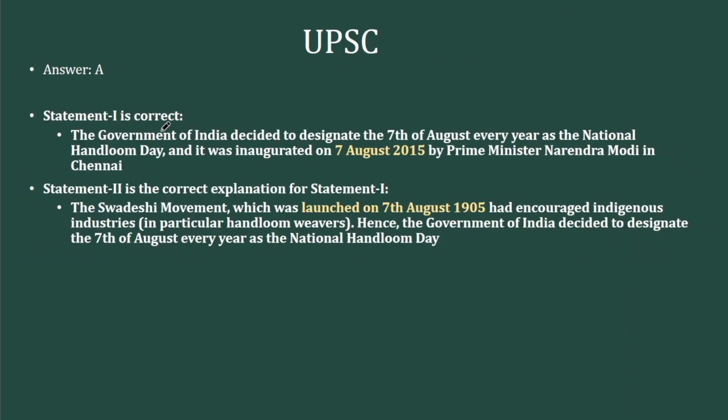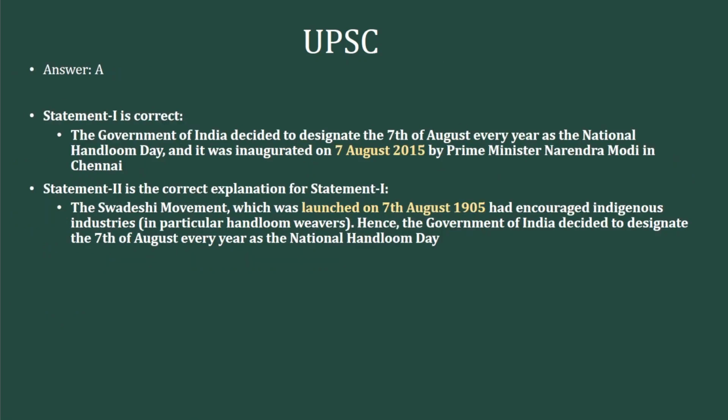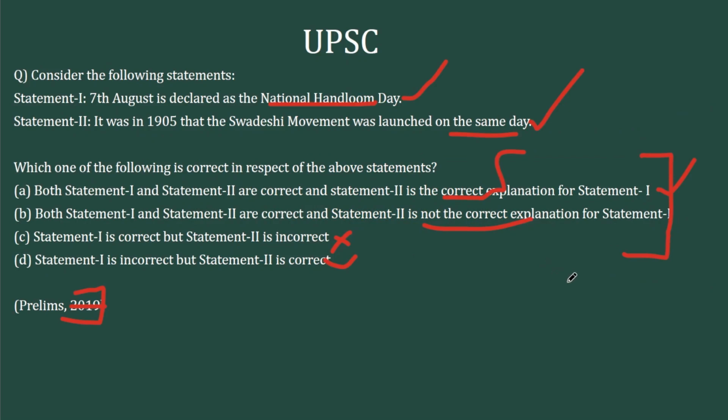Look at the answer key. Both statements are correct, and statement 2 is the correct explanation of statement 1. Prime Minister Narendra Modi declared 7th August every year as the National Handloom Day and it was inaugurated on August 7, 2015. And the background of it is the Swadeshi movement. The Swadeshi movement was launched on August 7, 1905. It had encouraged indigenous industries, in particular handloom weavers. Hence, the government of India decided to designate 7th of August every year as National Handloom Day. So, a current affairs question based on a historical concept. That's the idea of this question.